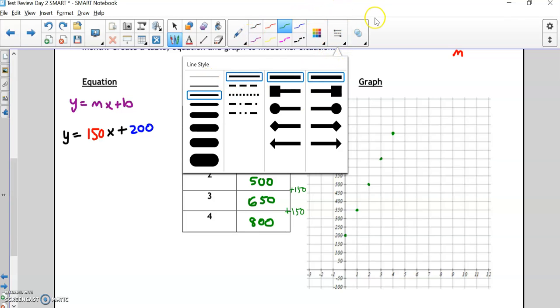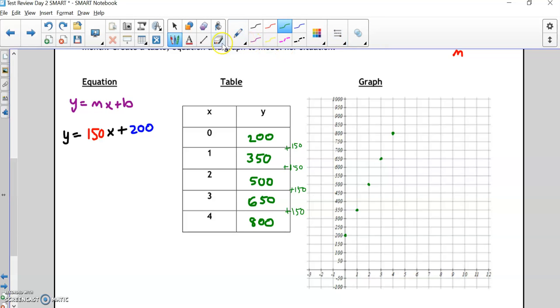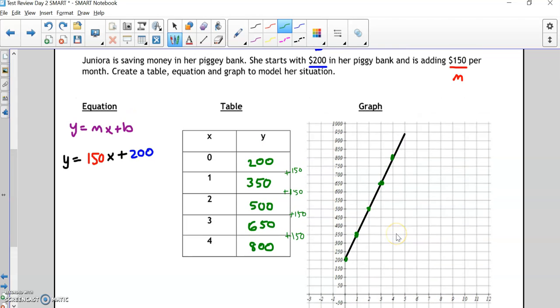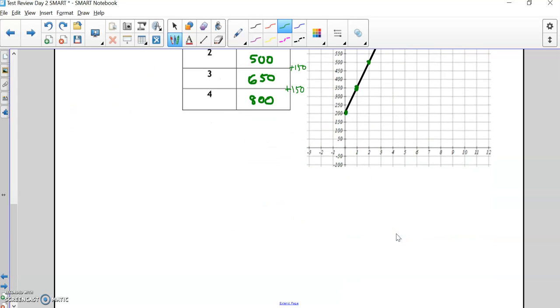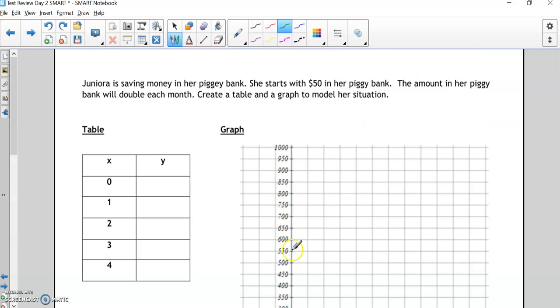Alright, let's go ahead and draw a nice straight line here. This will be neater than anything I could draw with my pen. Okay, and then we are good to go on that. Make my points a little bigger. Okay. And that is all you have to do for this situation. And on to the next page.